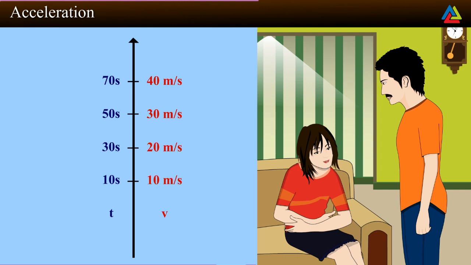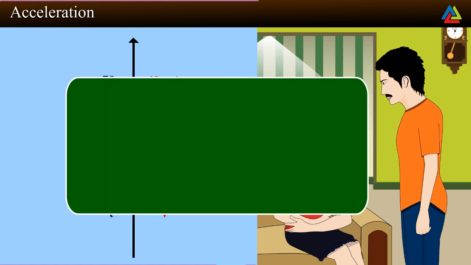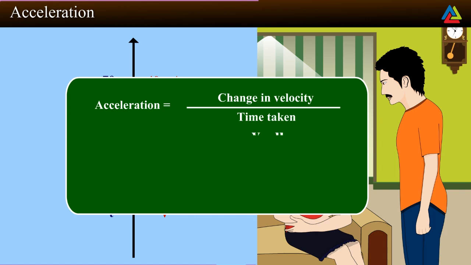Hence, we use acceleration. Acceleration is a measure of the change in the velocity of an object per unit time. If the velocity of an object changes from an initial value u to the final value v in time t, the acceleration a is v minus u upon t. The SI unit of acceleration is m upon s square. The acceleration is positive if it is in the direction of velocity.